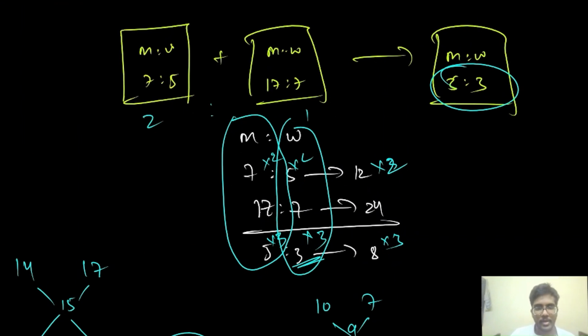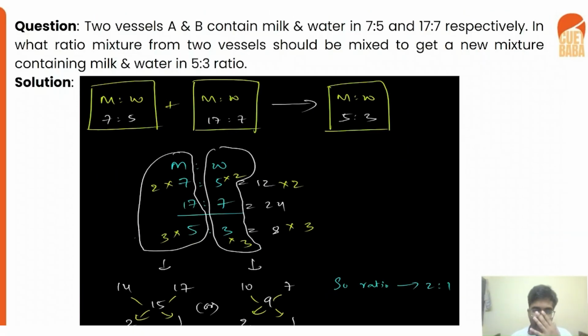I hope you people have understood this thing. Very easy stuff. So we have seen a good number of problems so far. I hope you people have understood every approach and every type of question. So we have covered almost all models of mixture and alligation. It's all up to you to solve. Keep practicing more problems in this particular topic and get good command on it.